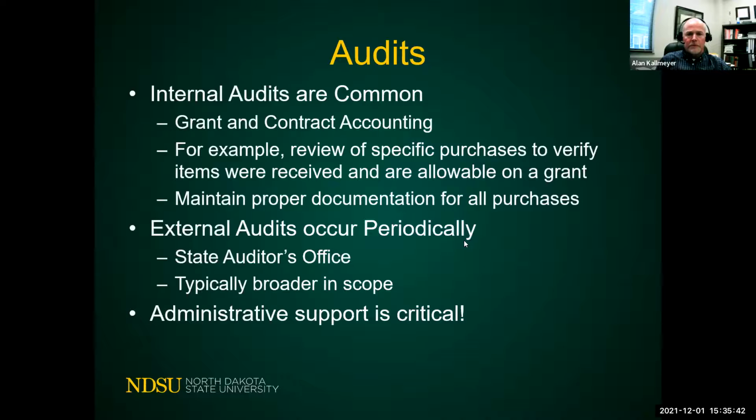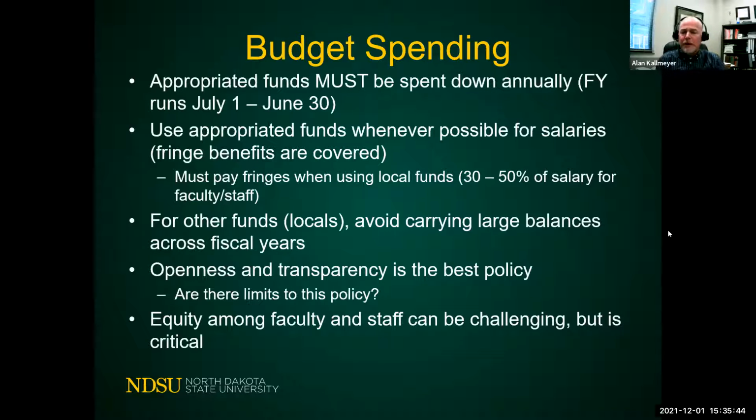So, some of the recommendations on budget spending. Of course, appropriated funds have to be spent down annually, right? And the fiscal year runs from July 1st to June 30th. And so we start planning that out a couple months in advance. We'll get into mid-spring and start looking at June 30th and making sure that we've got a plan to spend all of those funds down. Usually that's not a difficult plan, right? Spending the money is easy enough.